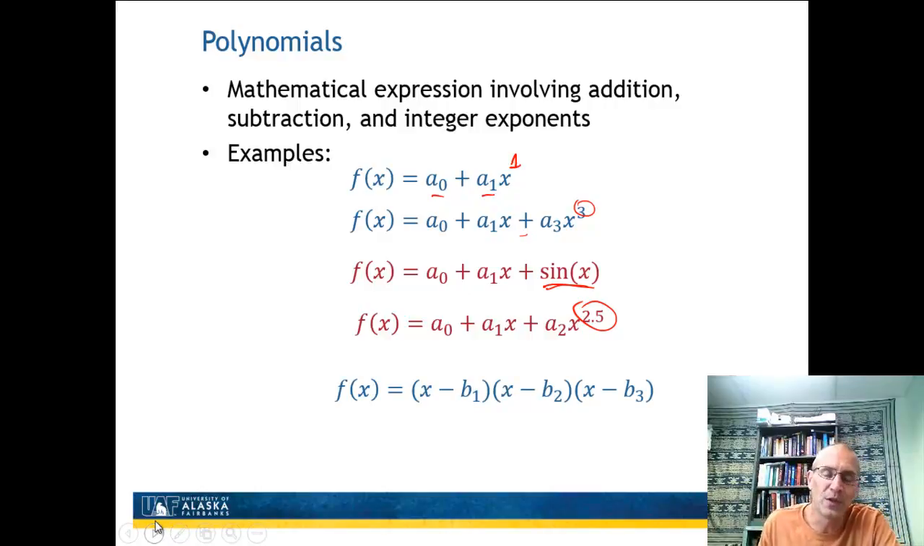Here's another polynomial. It's in a slightly different format, but if I were to multiply this through, I would have an x cubed term, an x squared term, an x term, and an x to the 0 term. It would look something like this equation right up here. So this one right here is also a polynomial, just in a slightly different format.